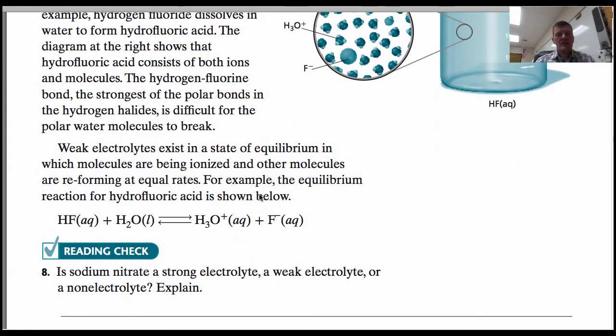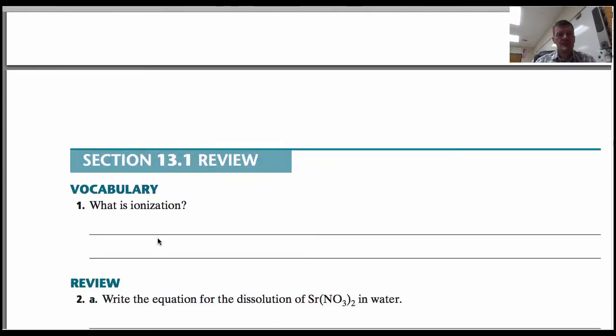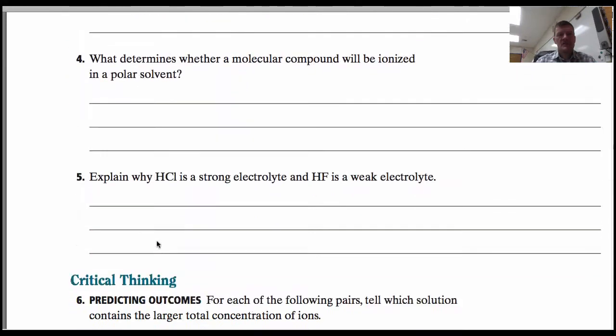Oh, by the way, if we want to show that it doesn't completely dissociate, you're going to start to see some double arrows like this. What that means is that some of it dissociates, but then some of it pushes back the other way and reforms this HF. So this double arrow is going to show that it goes both directions and is probably a weak electrolyte or a weak acid, as we'll refer to later on. Okay? All right, that concludes 13.1.